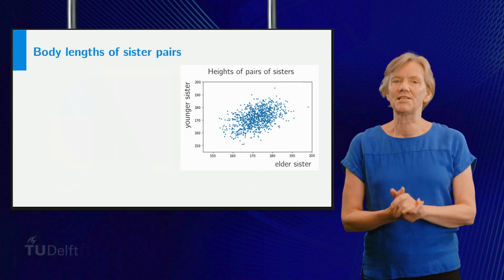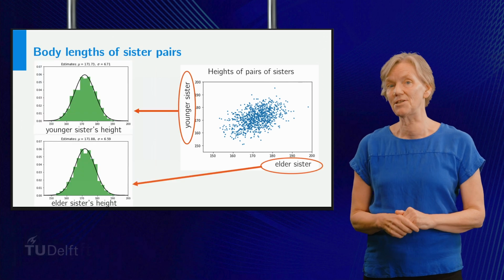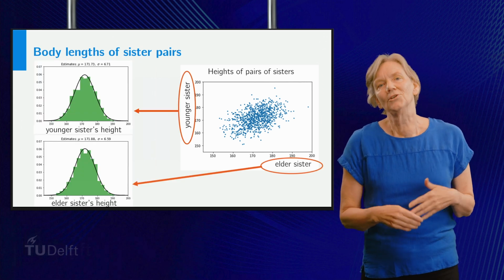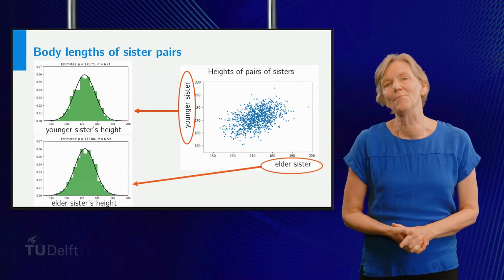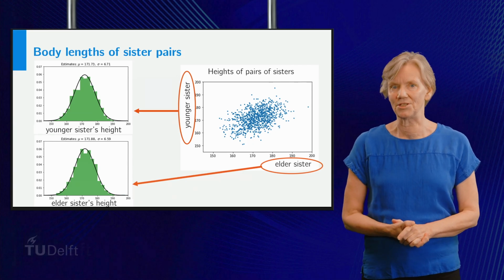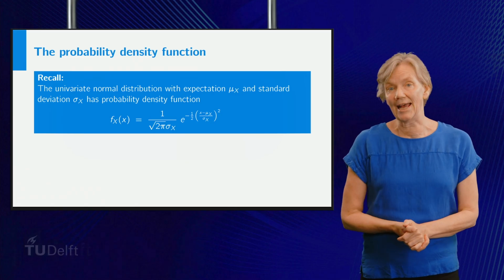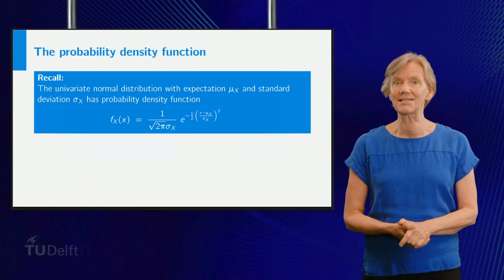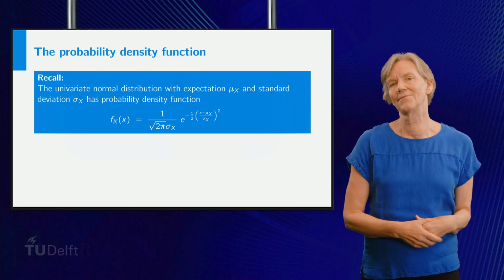Let's first focus on the sisters. These graphs are the histograms of the heights of the younger and the elder sisters separately. The normal bell shape matches these histograms very nicely, and both variables can be modeled by two very similar normal distributions. For a normally distributed variable x with the expected value μx and standard deviation sigma x, the probability density function is given by this formula.